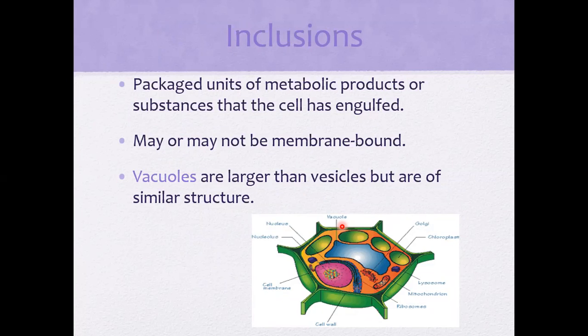Next we have inclusions. These are just little voids. These are just little areas. And depending on the size of the void will determine what it's called. So you have vesicles, vacuoles. These are all just little voids. It just tells you what the size is. A vesicle is very small. A vacuole is very big.